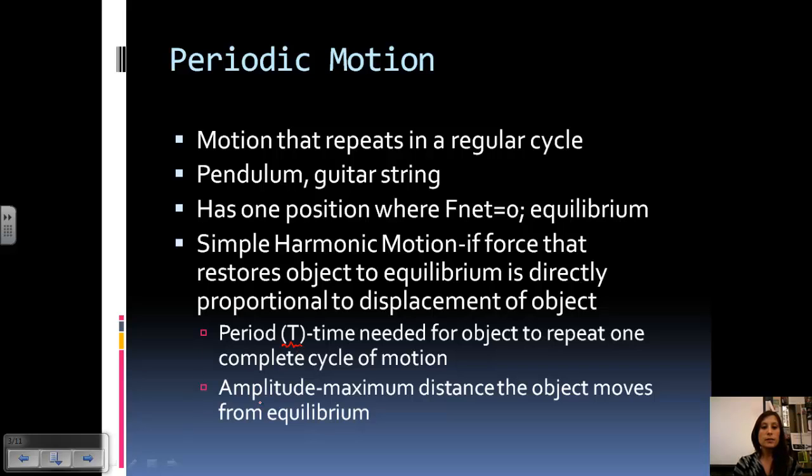The other part of simple harmonic motion is the amplitude, and this is the maximum distance the object moves from equilibrium. So for example, let's say that we have a wave, a guitar string for example, that was plucked. It's going to go up and down and follow a type of simple harmonic motion. This dashed line represents our equilibrium, and the distance from the equilibrium point is our amplitude. So for example, from here to here, and from here to here.